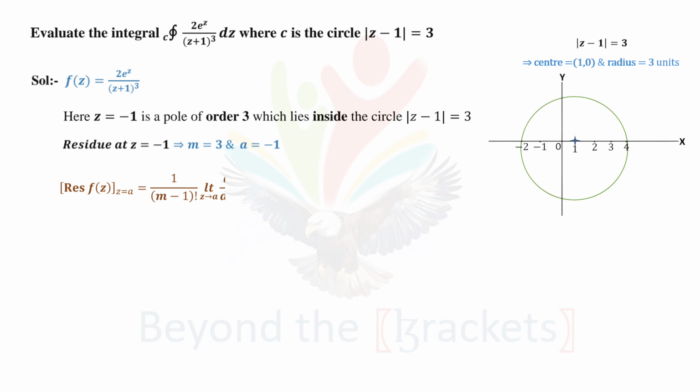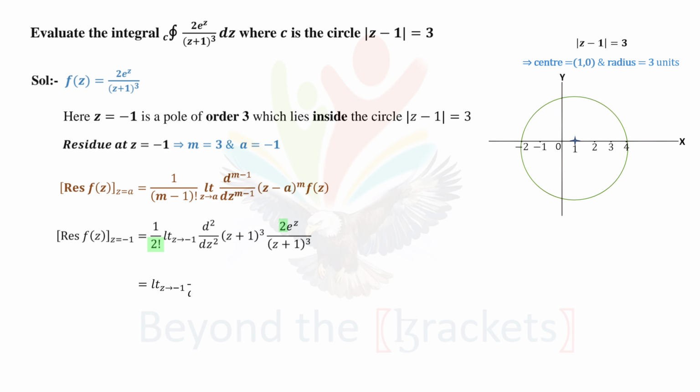Substituting these values in the formula for residue at a pole of order m and simplifying, we have 2 factorial will be equal to 2, which will get cancelled with the numerator. (z plus 1) whole cube in the numerator and in the denominator cancel out, and we are left with limit as z tends to minus 1 d square by dz square of e power z. Differentiating e power z twice with respect to z, we get e power z. Applying limit as z tends to minus 1, we get e power minus 1 or 1 by e.